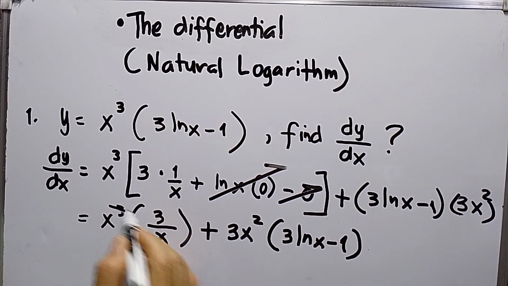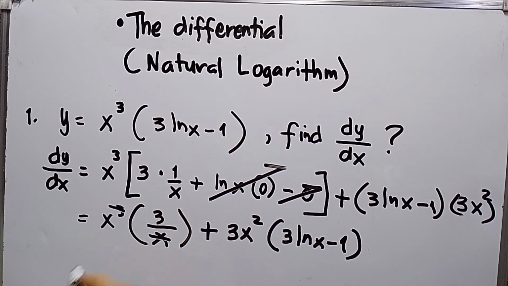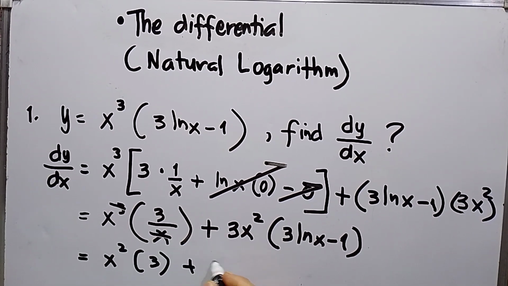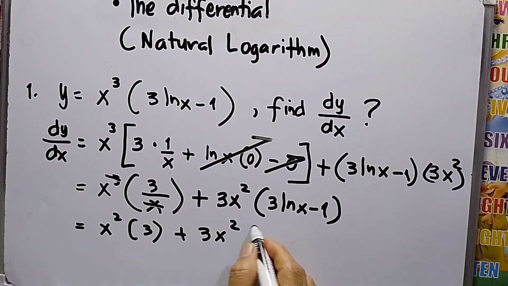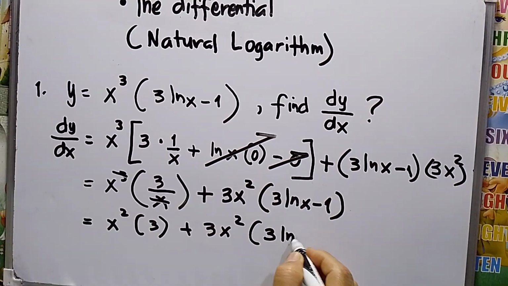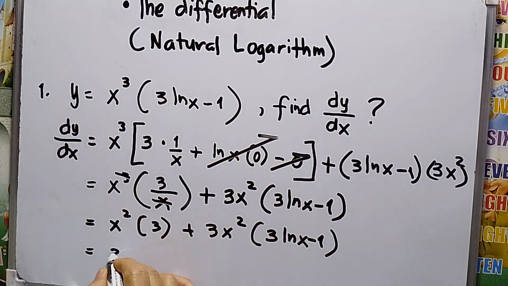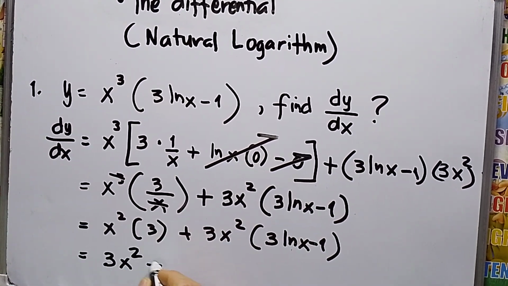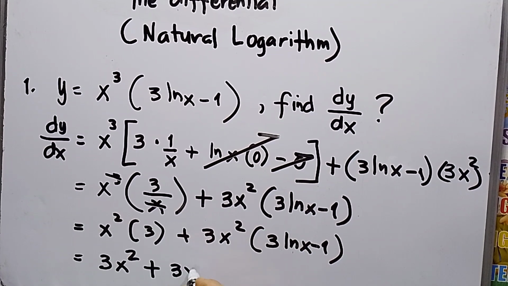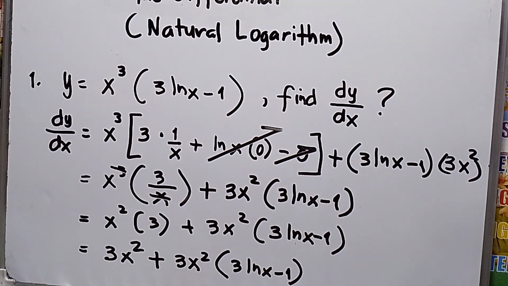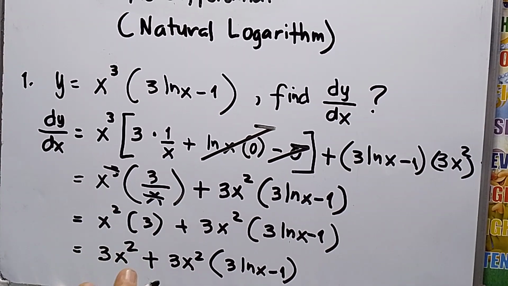So this will be crossed out. This will be x squared times 3, plus 3x squared times (3 ln x minus 1). Then multiply, so this will be 3x squared plus 3x squared, then times 3 ln x minus 1. Since I don't have space anymore, I need to erase at the top.